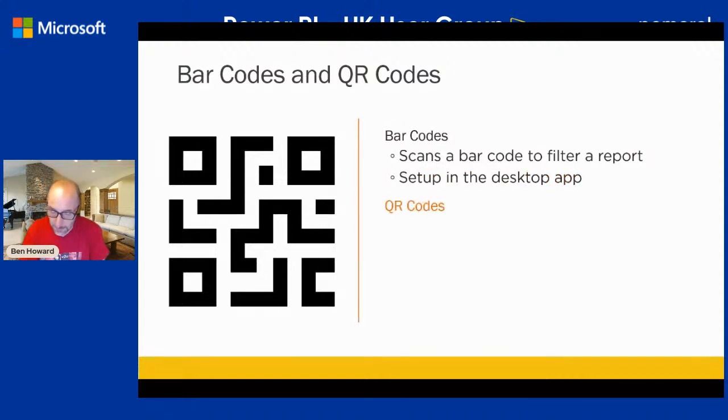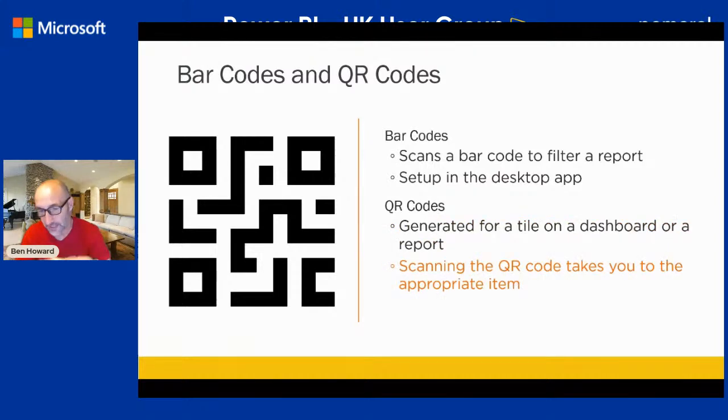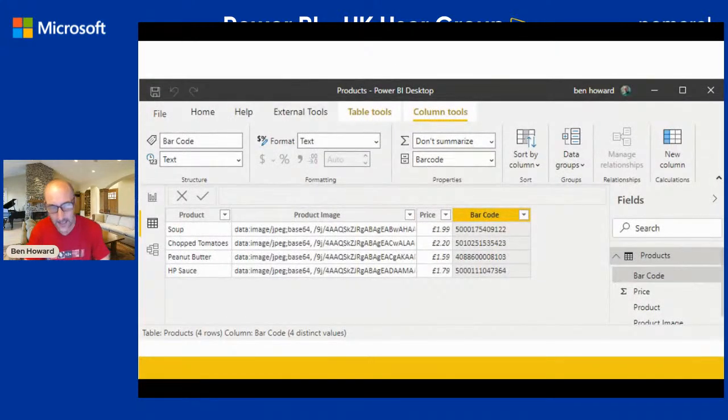QR codes are similar, but with QR codes you generally generate a QR code and you are then taken to a report. It's not a filtering piece, it's to take you to a report or a dashboard. We scan that on our phone, but these QR codes are generated in the Power BI service. Now, the slides go through setting this up. I don't know if you want the slides, Leon.